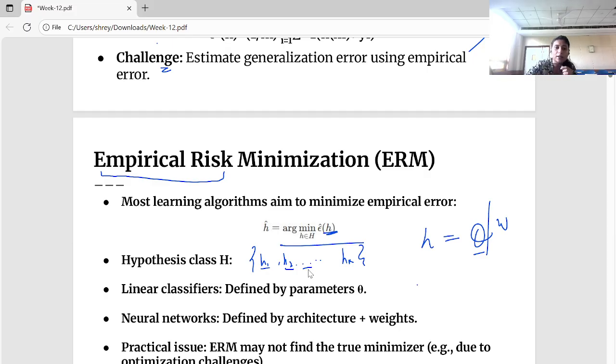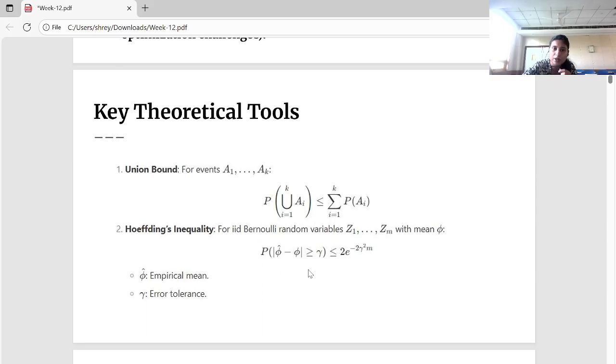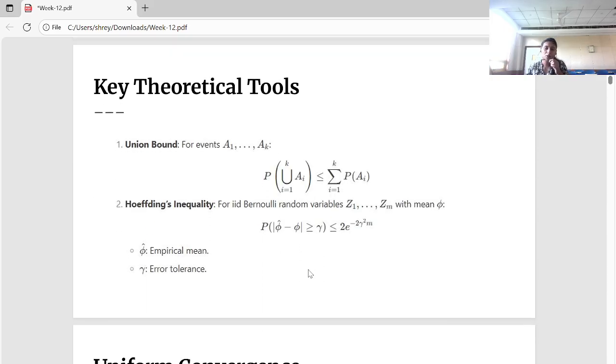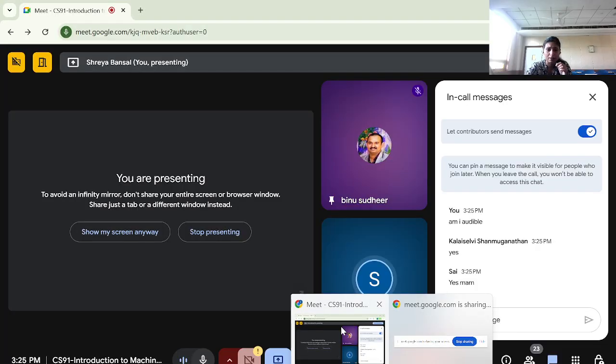So to do that, let's have some theoretical tools. For these theoretical tools, we have two things that we have to keep in mind. These two theoretical tools are very important. Maybe you can have some questions on these tools also, because they are in your lecture videos as well, right? It's a simple theoretical concept that maybe you know from before, but let's recap this.